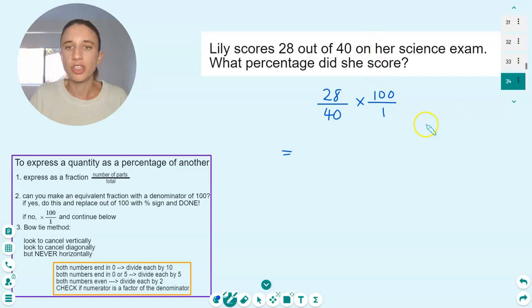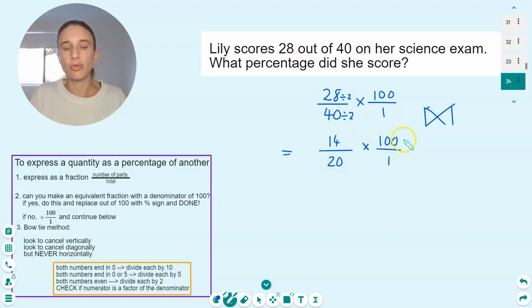Now, we use the bow tie method. We look to cancel vertically, and then we look to cancel diagonally. So vertically, those two numbers are even, so they have a factor of 2. Now, 28 divided by 2 is 14. 40 divided by 2 is 20.